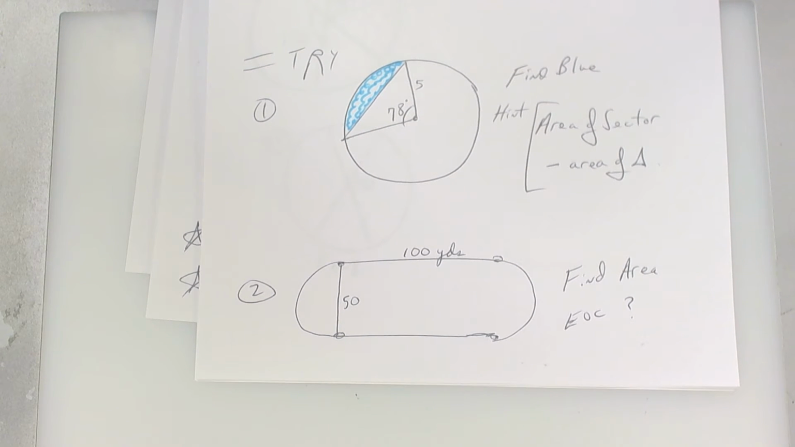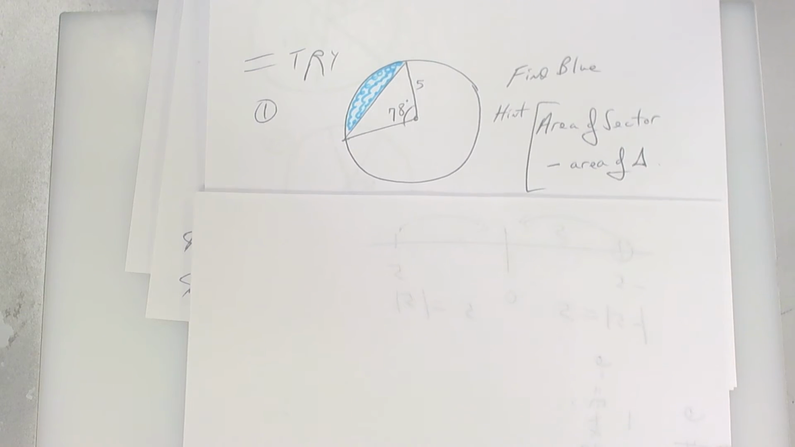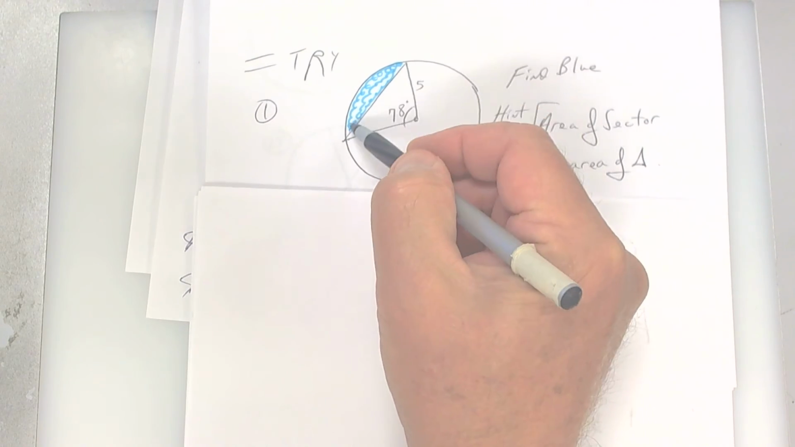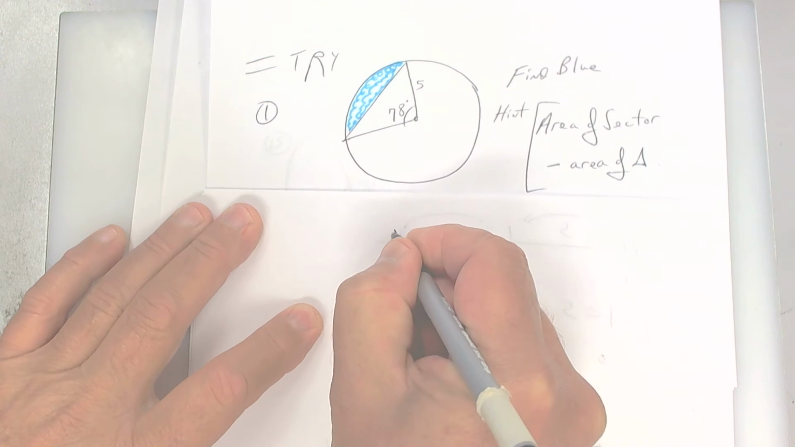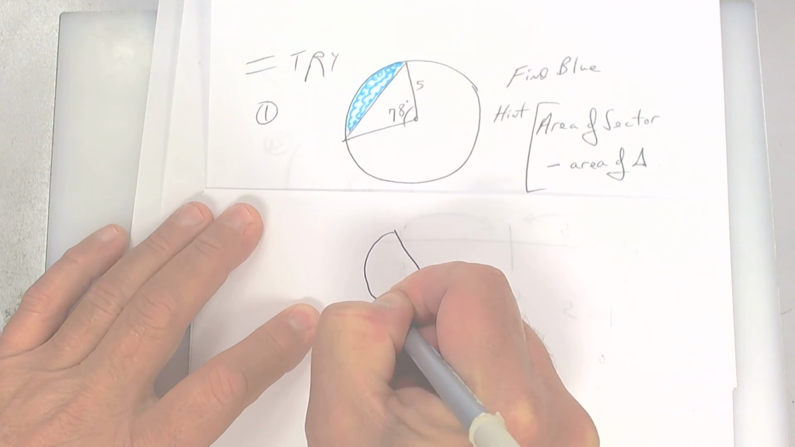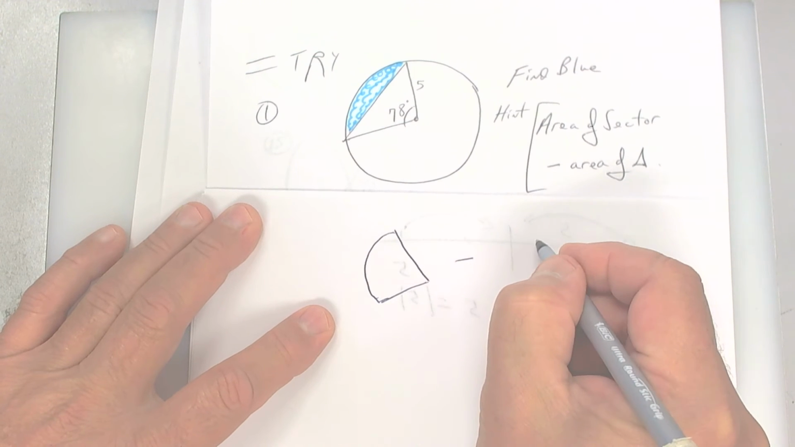All right, now hold on to your seat here, because these two are on the EOC as well, and they'll be on your next test. Let's take a look here. Well, to get the blue piece, you want to first take the area of the sector, which is like the ice cream cone, okay, and then minus the triangle.